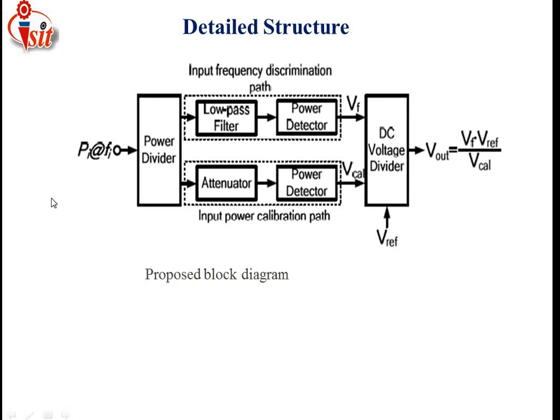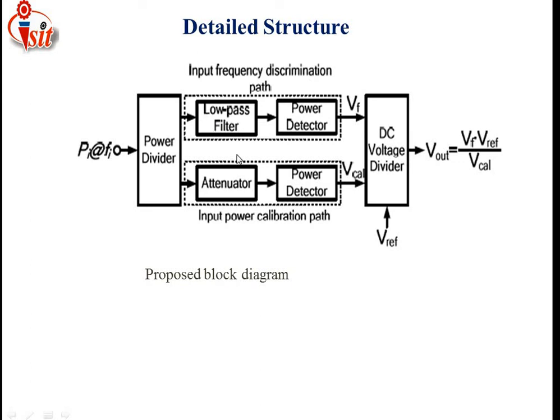Then this is a detailed structure related to our proposed block diagram. Just see here, first of all we are applying the power at the rate Fi. The power is converted into frequency by the frequency converter, and again it is applied to the power divider. The power divider will divide the power into two parts. The first one is the input frequency discrimination path, and the second one is the input power calibration path. The input frequency discrimination path is formed using two blocks, a low pass filter and a power detector.